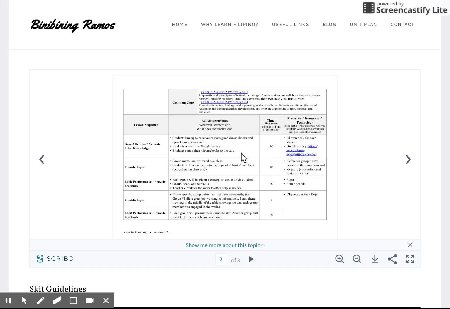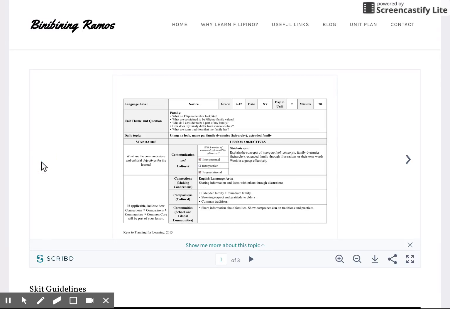After that, I'm going to have the class be divided into 8 groups of at least 2 members each, depending on the class size. On this stage, I will have students review key vocabulary and sentence frames to make sure that everyone will be able to do this activity successfully. The goal of the group will be to create one skit about a topic that they are assigned. So let me just go back. Each group will either have utang na loob, mano po, family dynamics, or extended family.